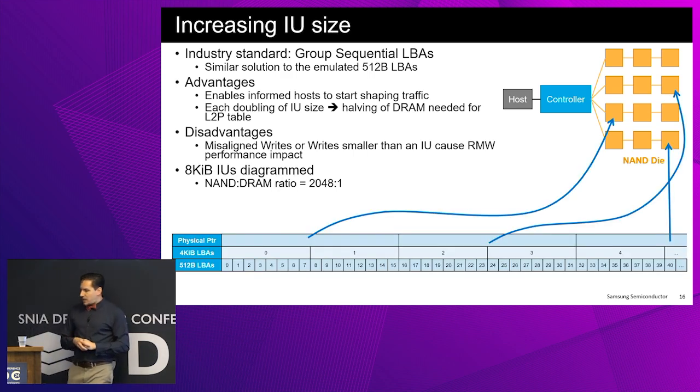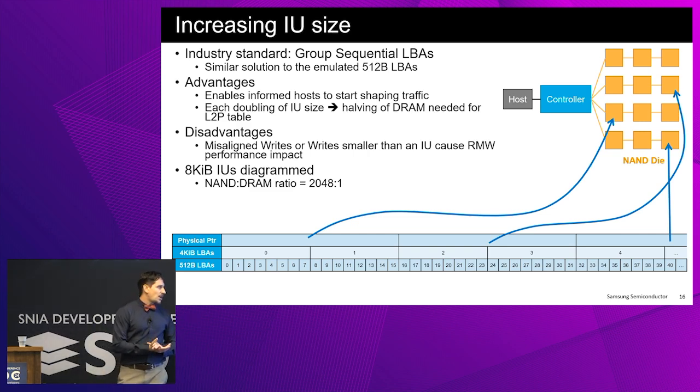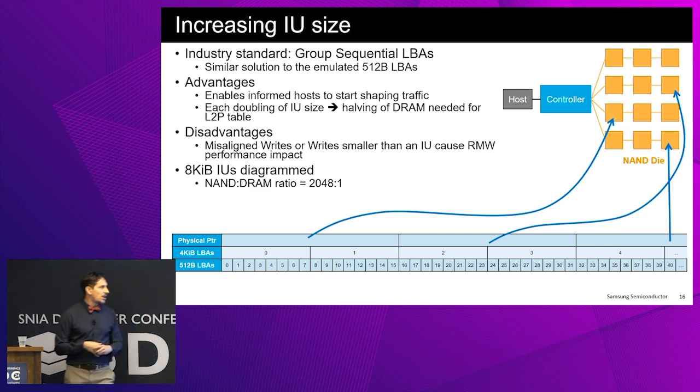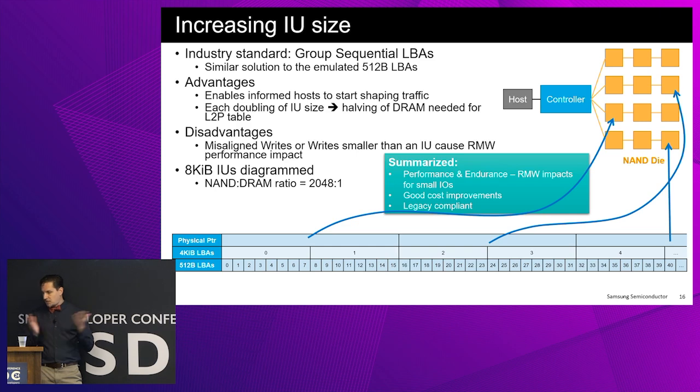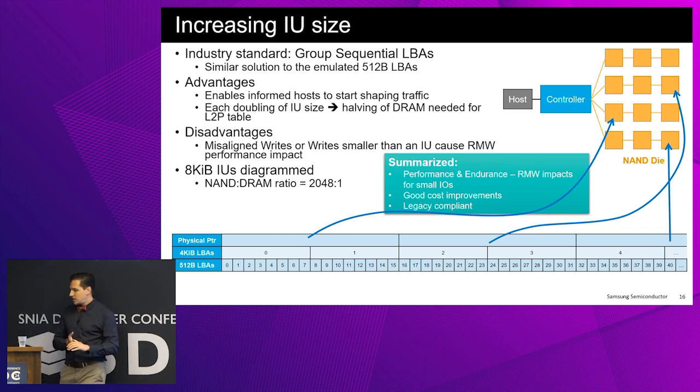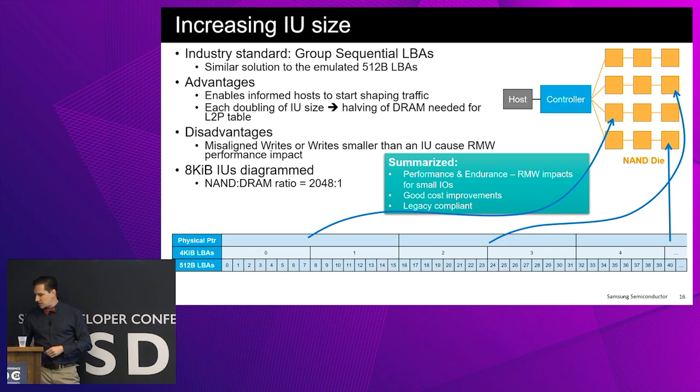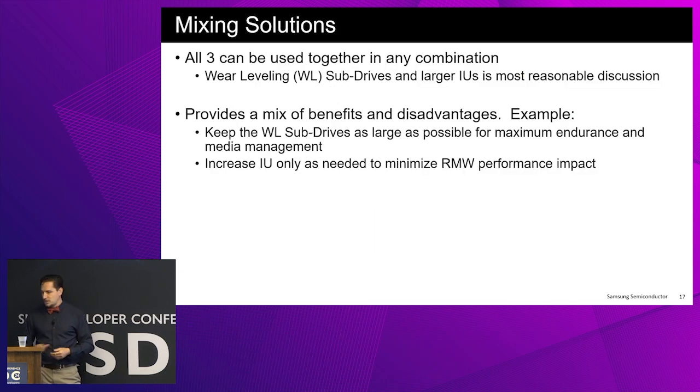So I have this diagrammed here, just moving to an 8K indirection unit. And the nice part that you can see here is that the amount of stored data relative to the cost of the DRAM is moving in the correct direction. This helps our cost on our DRAM drop off. So that's appreciated. And just summarizing this option again, I kind of spoke through these. The performance and endurance questions on read, modify, write interactions. And there are good improvements on the cost and the legacy compliance intuition.